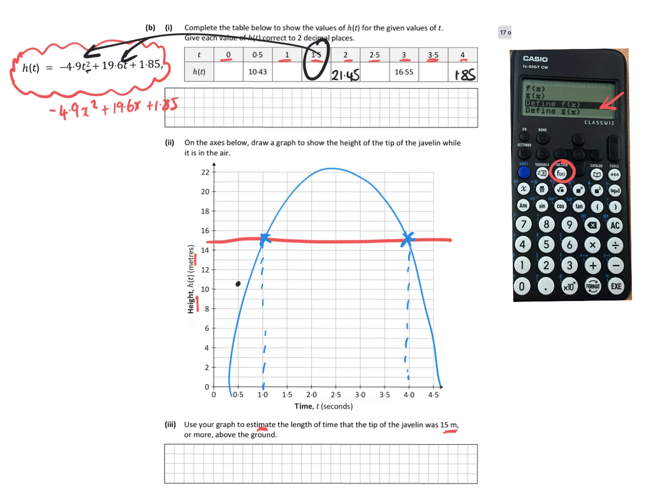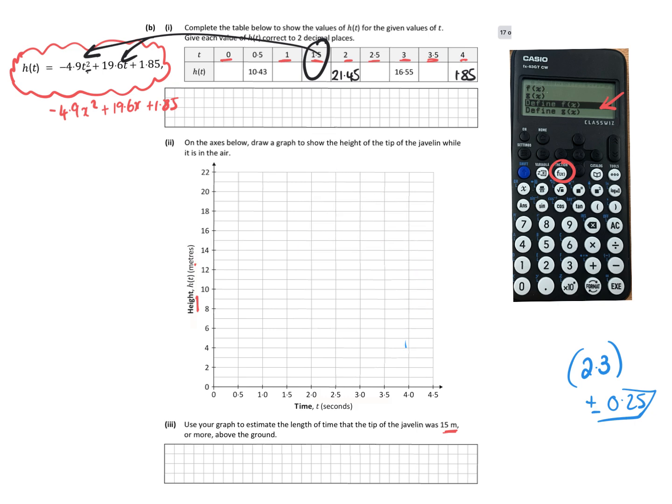The question then is, for how long? So you're going to figure out this time, and you're going to subtract the 2. The answer you're looking for here is 2.3 seconds, and you were given an option of being plus or minus 0.25 out. Again, that graph that I've just drawn there is not correct. You need to sketch that graph, and then you will need to fill out the rest of this.